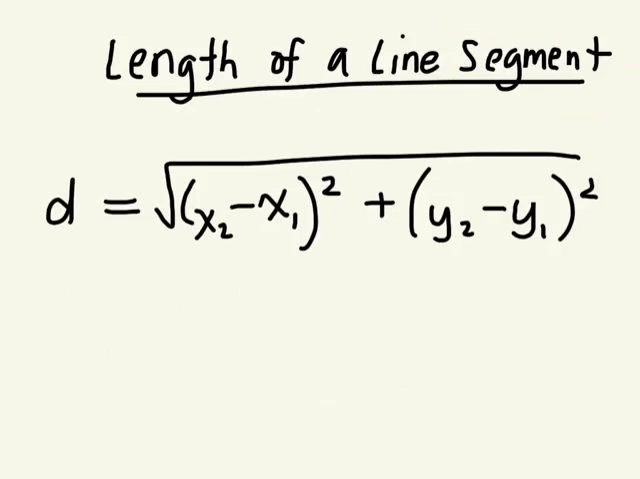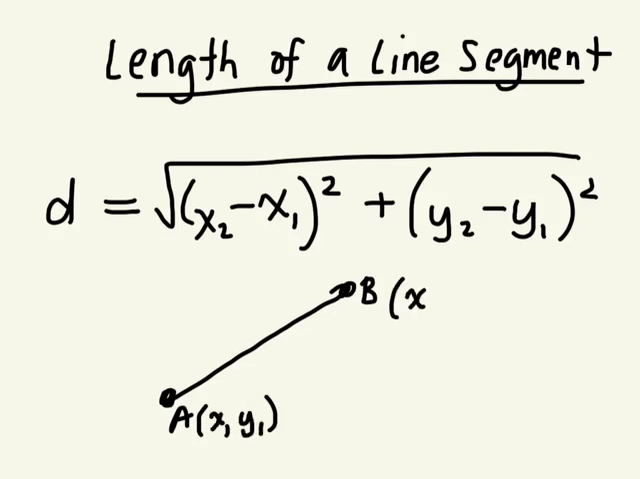So we're going to be looking at finding the length of a line segment. If I draw a line segment, let's say AB, and I give you the coordinates of A, let's call this x1, y1, and I give you the coordinates of B, all you need to do is find the distance. This is the distance formula. You're finding the distance from here to here. I want to know how long this line segment is.